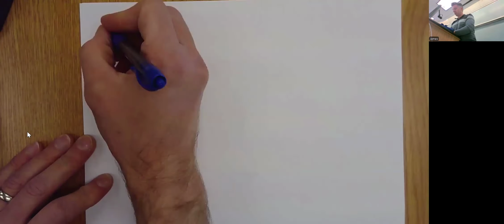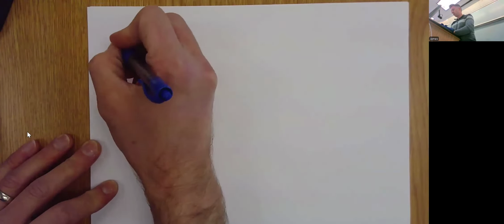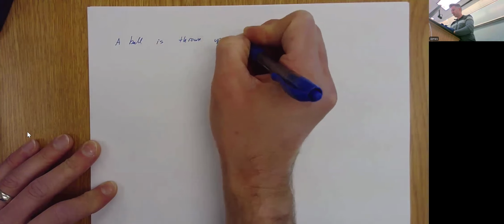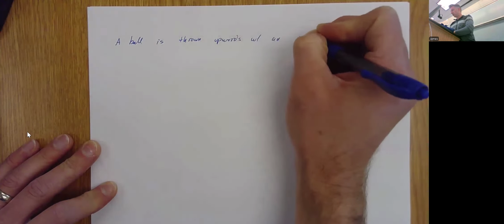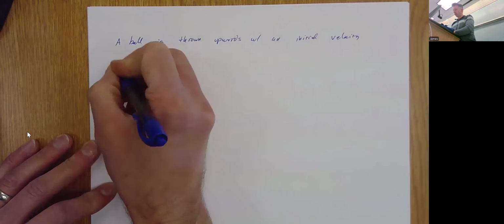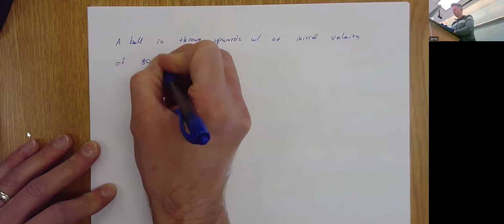I feel like I should give one more example of a problem like this, specifically with kinematics or motion. So let's say we're given the following situation. A ball is thrown upwards with an initial velocity of, let's say, 80 feet per second.